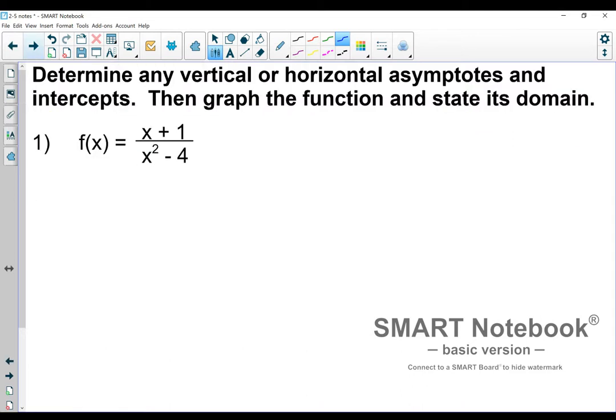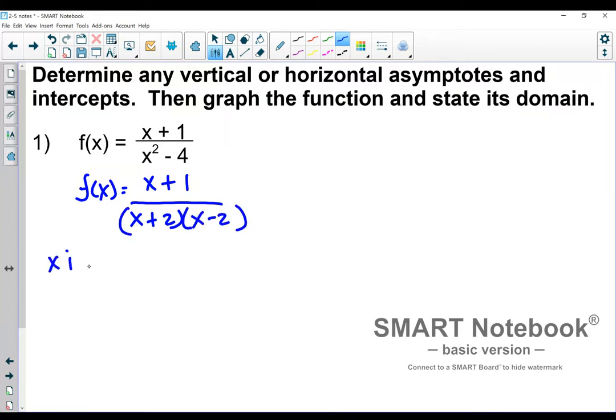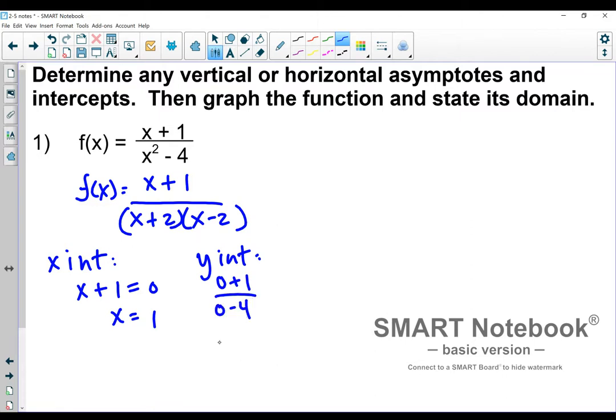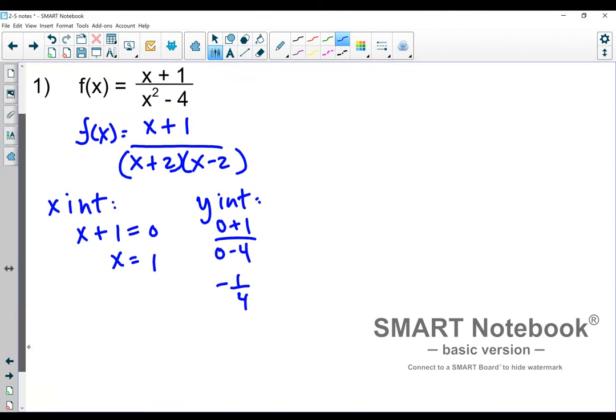So looking at number 1, we're going to find all of that info and then graph and state the domain. I always want to start by factoring so I can get a good look at the function and make sure we don't have any holes. Then my x-intercept I will get by letting my numerator equal 0. So I'll have an x-intercept at -1. I'll have a y-intercept by putting in 0 for my x's: 0 plus 1 over 0 minus 4, so -1/4 for a y-intercept.